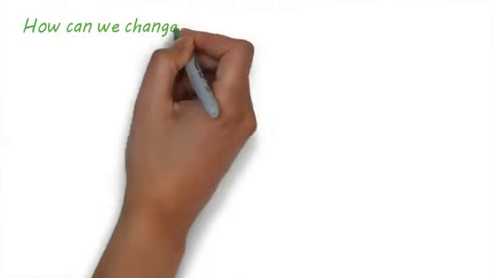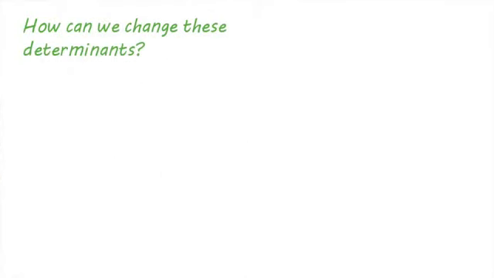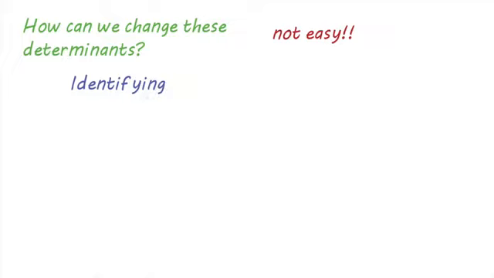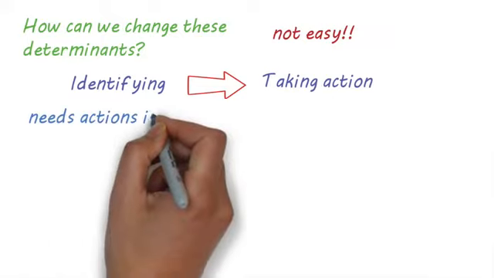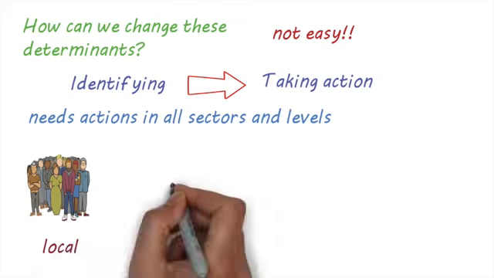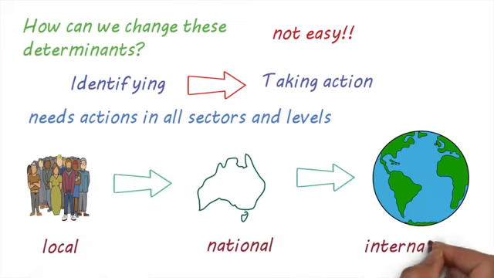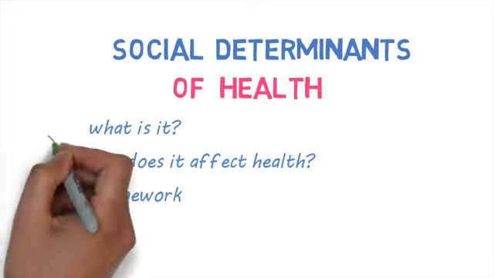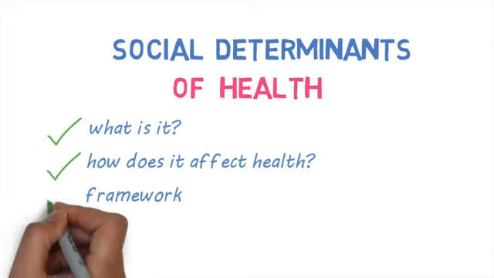So how can we change or influence these determinants? Addressing the social determinants of health is not an easy task. It involves identifying the structural and intermediate determinants of health and taking appropriate actions to improve them. To do this requires actions across all sectors of society and at all levels, including local, national, and international. The actions will depend on the existing socioeconomic and political context, resources that are available, and commitment for action. And that's a quick introduction to the social determinants of health. We've had a look at what it is, how it impacts health, and a useful framework to understand it.